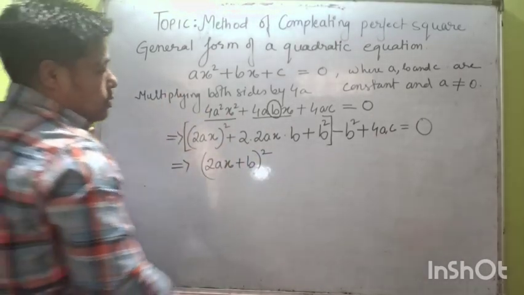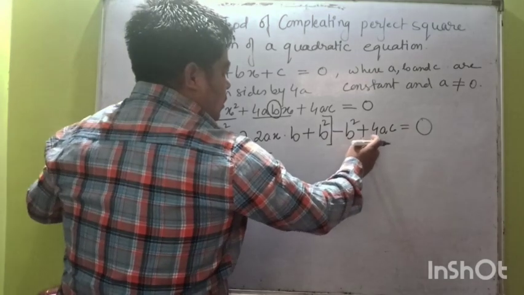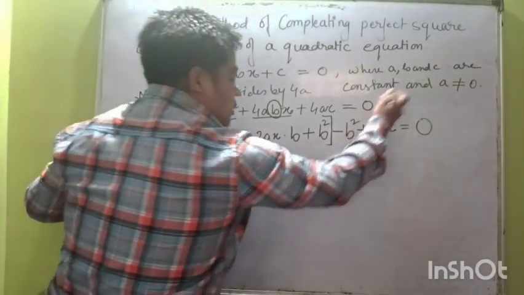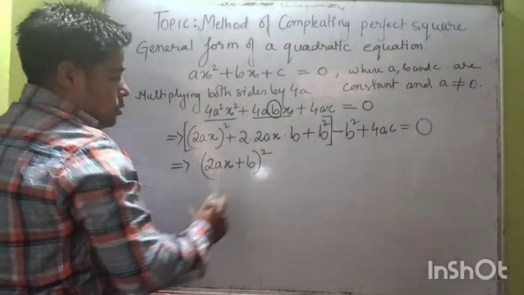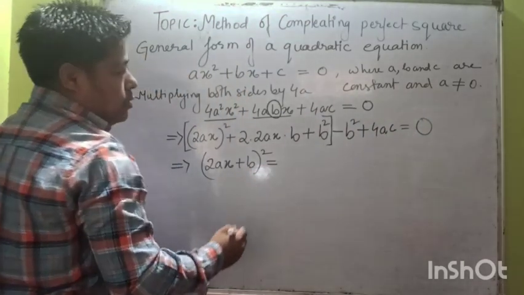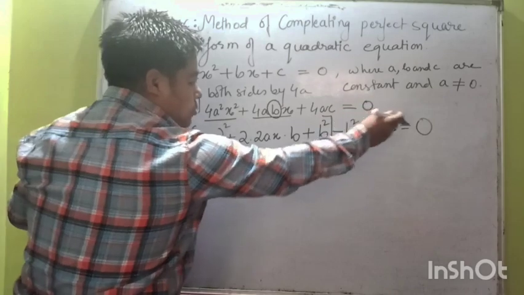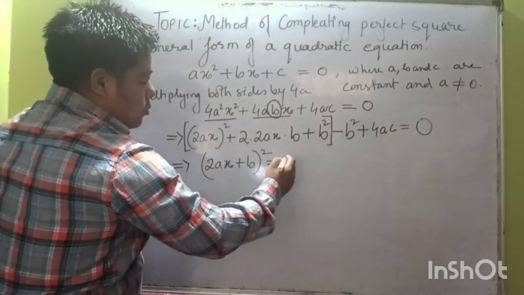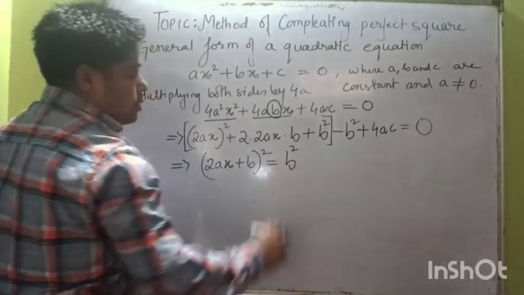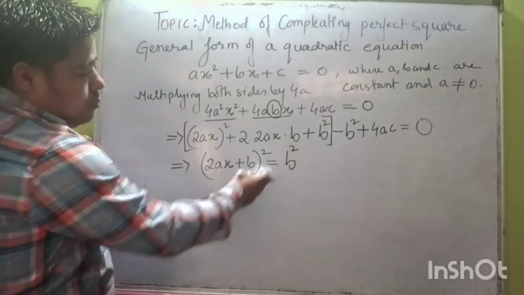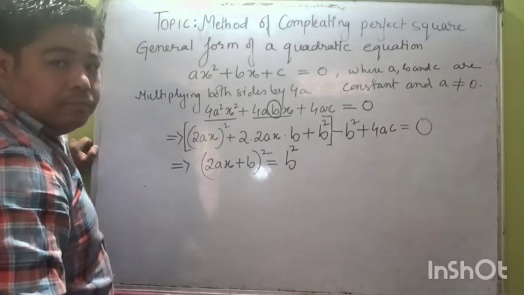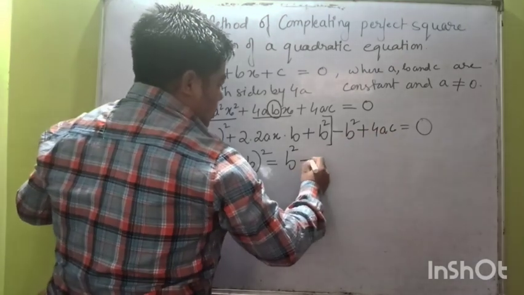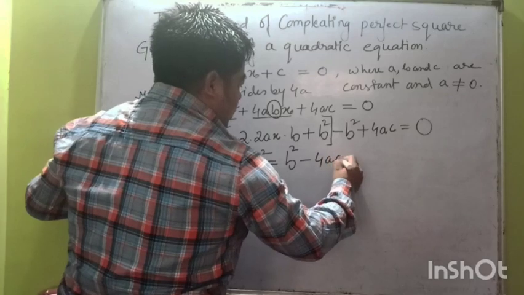Then what are the remainings? Minus B square plus 4AC. I would like to transfer these two terms to the other side of the equation. So let me transfer it. When I transfer B square to the other side of the equation, here we have minus B square, so it will become plus B square. We don't write plus symbol for the first term. Then this plus 4AC will become minus 4AC.